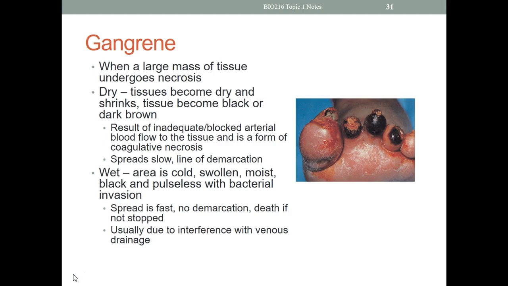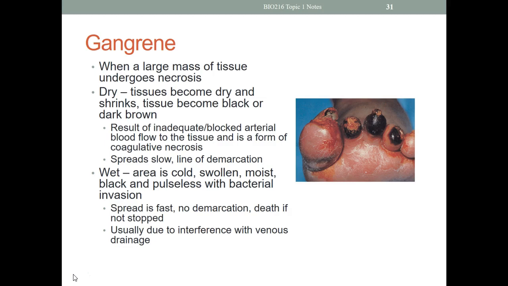Gangrene occurs when a large mass of tissue undergoes necrosis. There's two main types. Dry gangrene: the tissues become dry and shrink. The tissues become black or dark brown. And this is usually the result of an inadequate or blocked arterial blood flow to the tissue. And this is a form of coagulative necrosis. Dry gangrene is just a larger area. It spreads slowly, and there's a line of demarcation. You can tell the difference between the healthy and the non-healthy tissue.